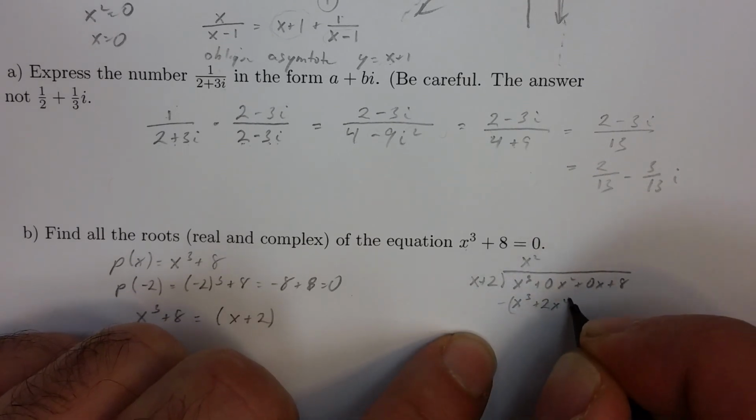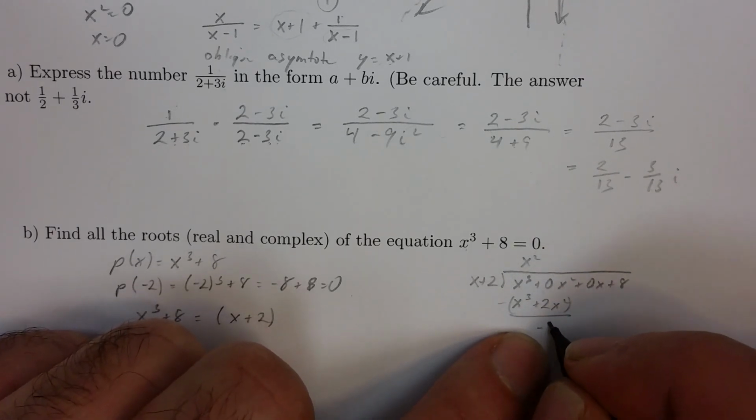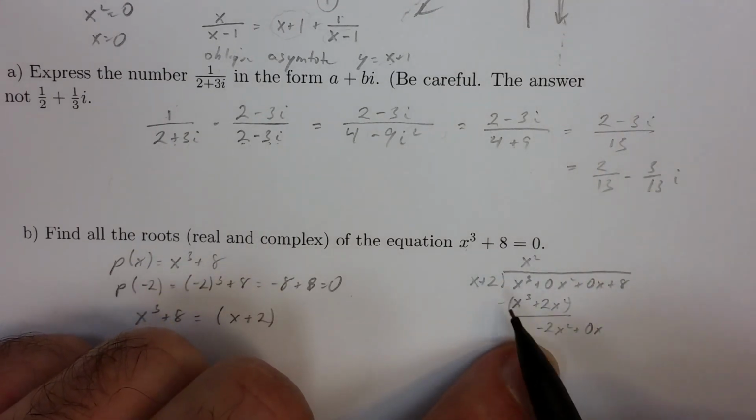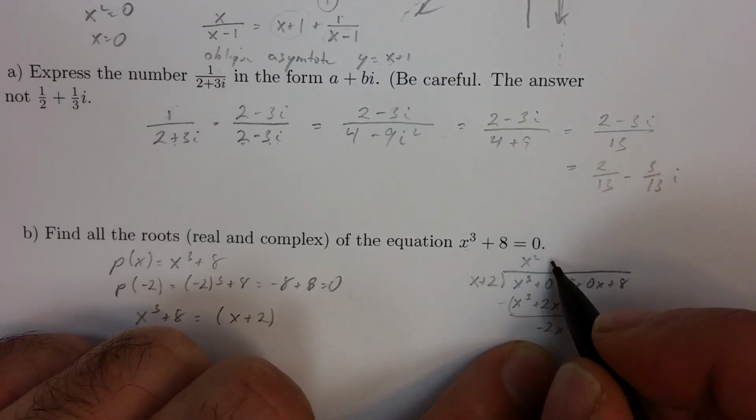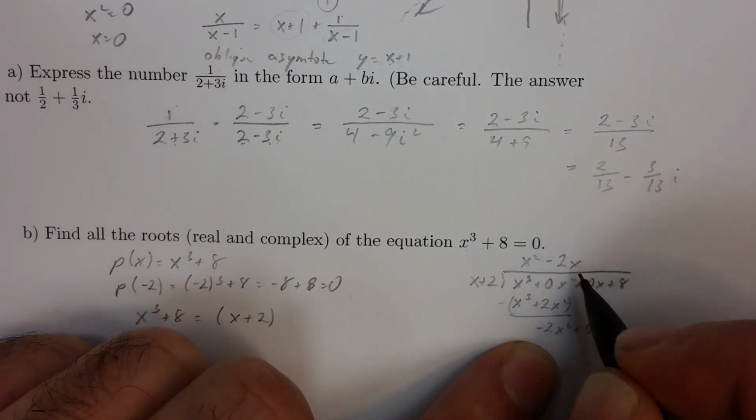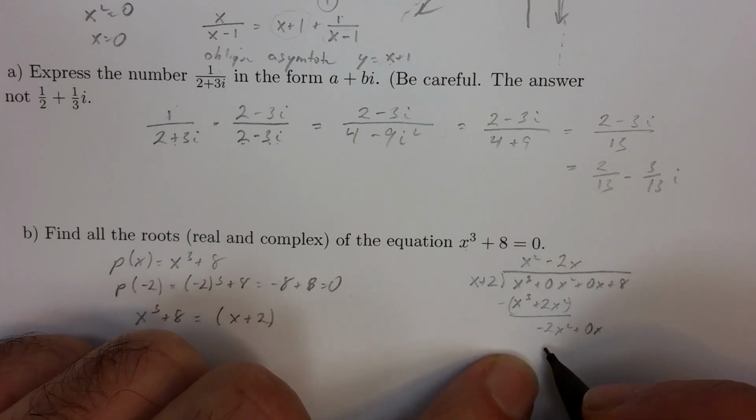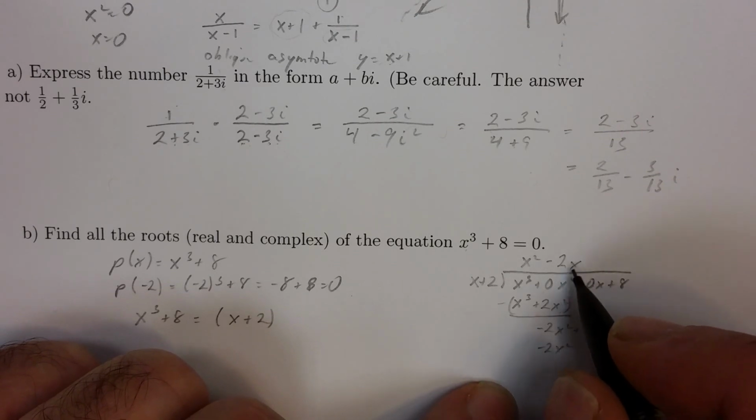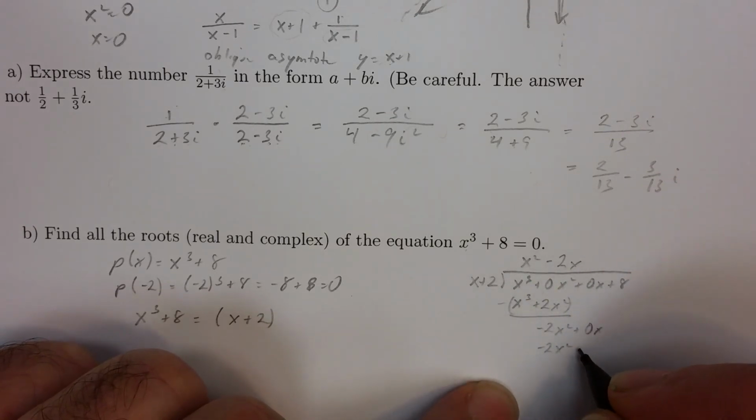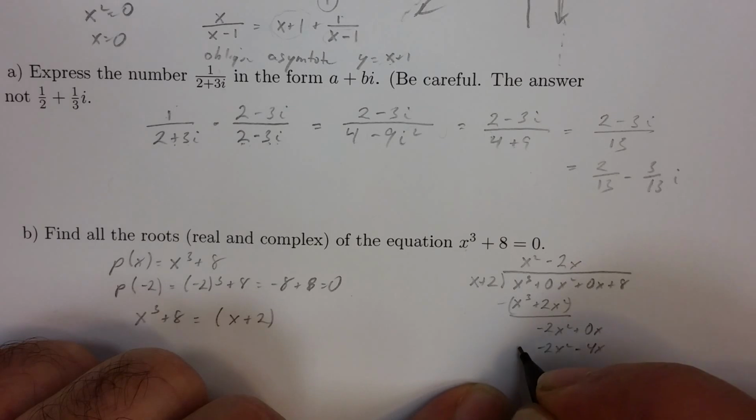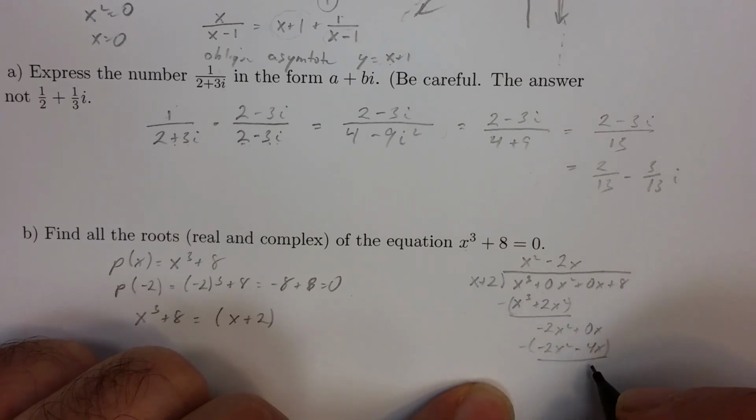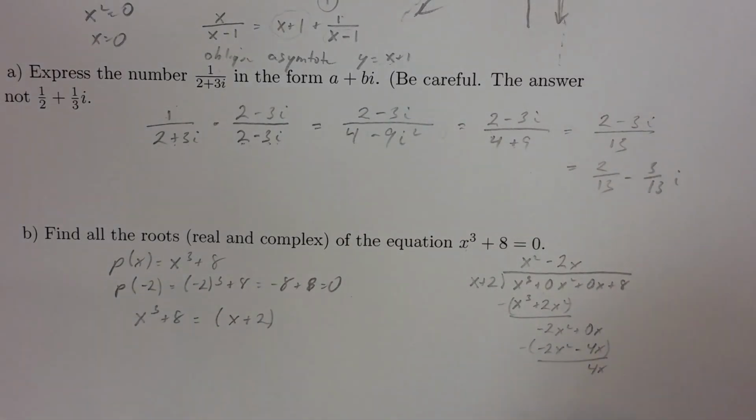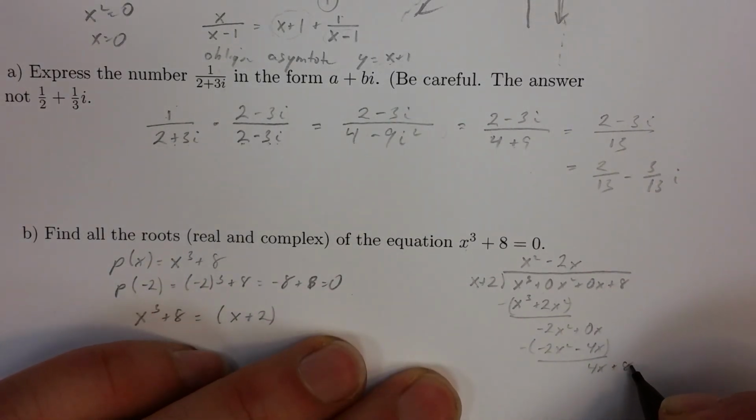We're going to subtract. So that leaves us with a minus 2x squared here. We'll put in our plus 0x. x goes into minus 2x squared minus 2x times. Minus 2x times x is minus 2x squared. And minus 2x times plus 2 is minus 4x. We're going to subtract. That leaves us with a 4x. And we're going to bring down the plus 8.